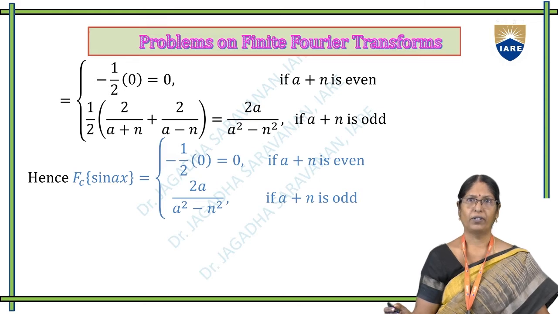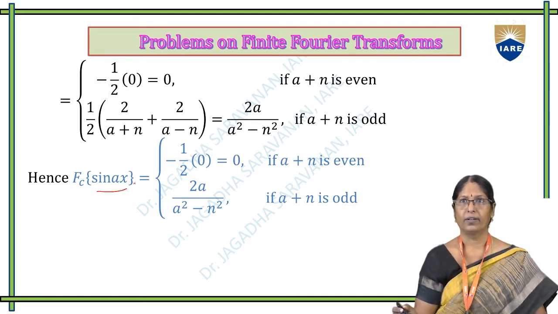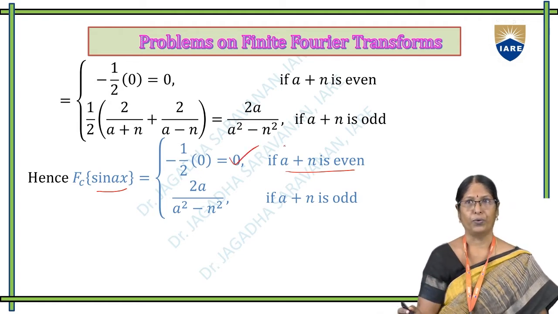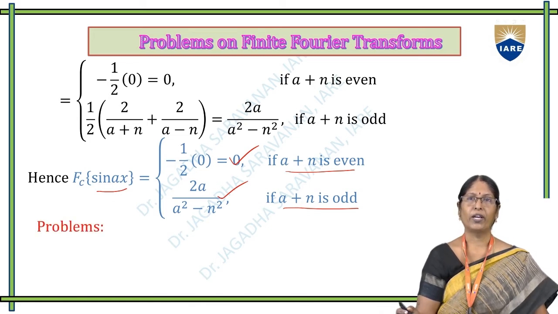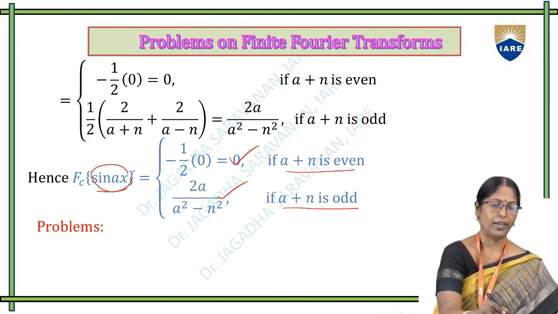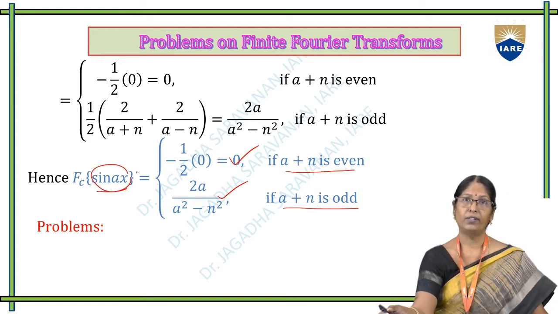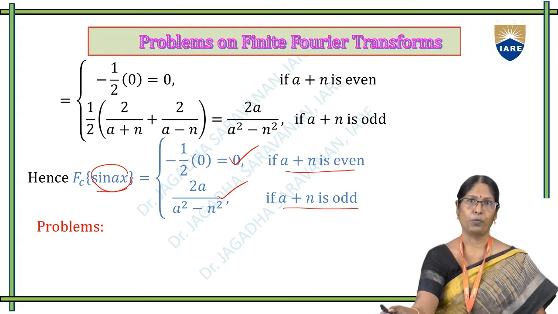Yes, we completed the problem, that is the Fourier cosine transform of the function sine ax. If a plus n is even, we got the value 0. If a plus n is odd, we got the value 2a by a square minus n square. So we completed the first problem for the function sine ax. Fourier cosine we did, Fourier sine also we did. So we will move to the second problem.